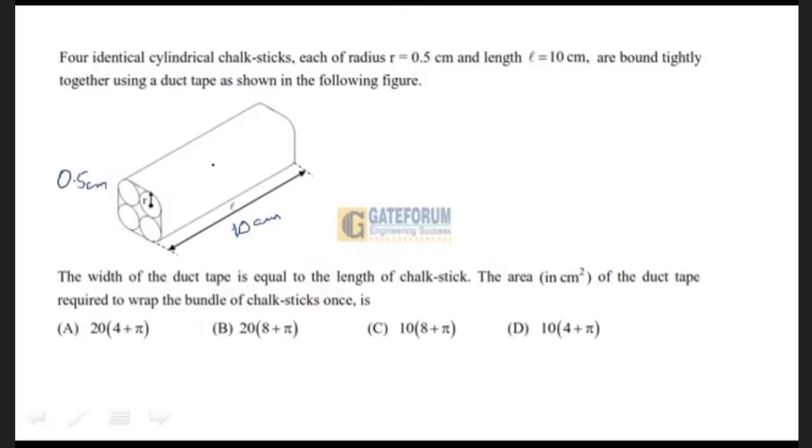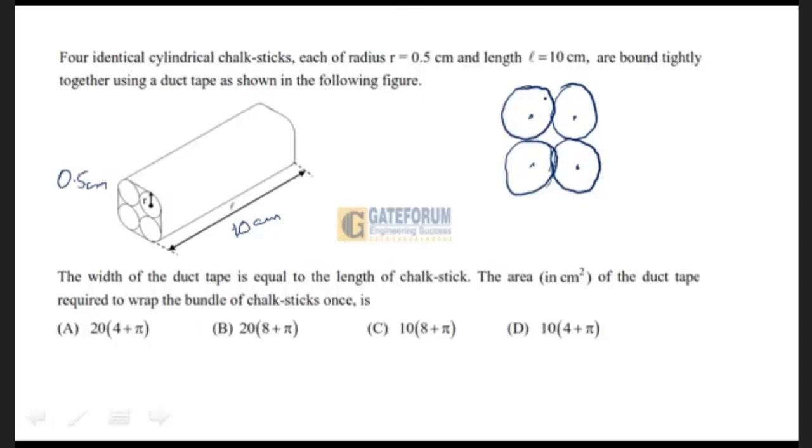So now this is a problem of mensuration. See, let us imagine the 4 chalk sticks like this. See, this is one of the chalk sticks. This is the cross-sectional view of the chalk sticks. This is the second chalk stick. See, this is the third chalk stick. And this is the fourth chalk stick. These are the 4 chalk sticks. See, they are arranged like this.